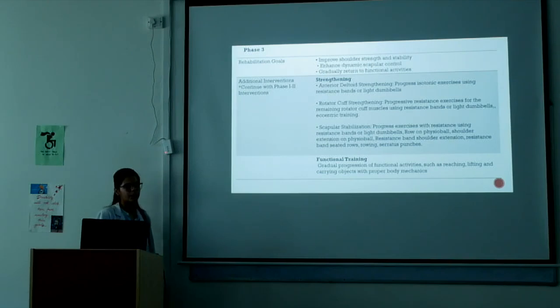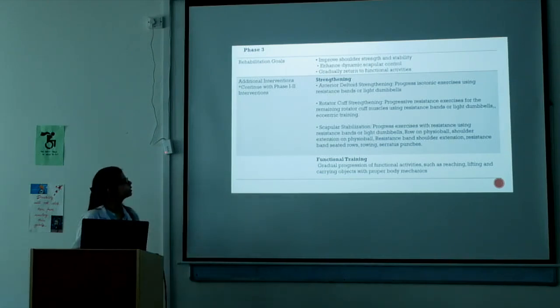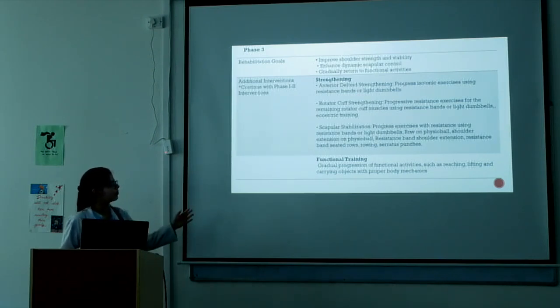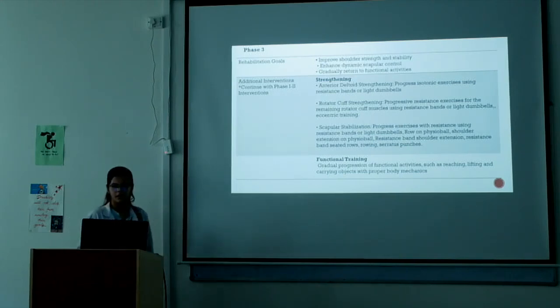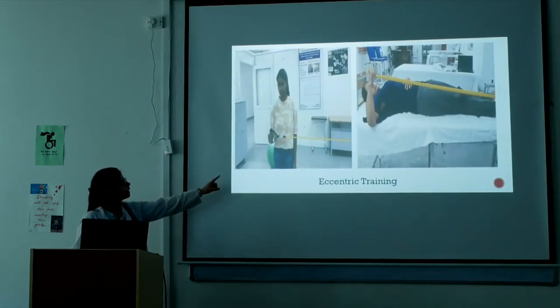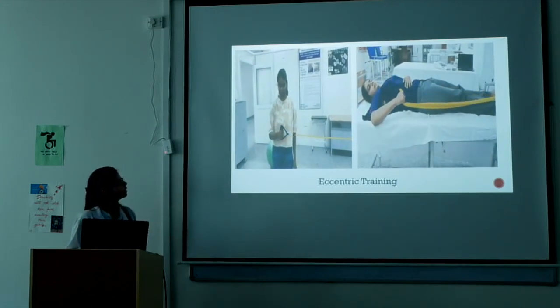For phase 3, the rehabilitation goals would be to enhance dynamic scapular control and gradually return to functional activity. Continue with your phase 1 and phase 2 interventions. For strengthening, progress to isotonic exercises for the anterior deltoid, and progressive resistance exercises for the remaining rotator cuff muscles using the resistance band. Scapular stabilization exercises progress from resistance band to dumbbells, that would be row on physio ball and shoulder extension on the physio ball, and functional training. So this is the eccentric training for the rotator cuff muscles.